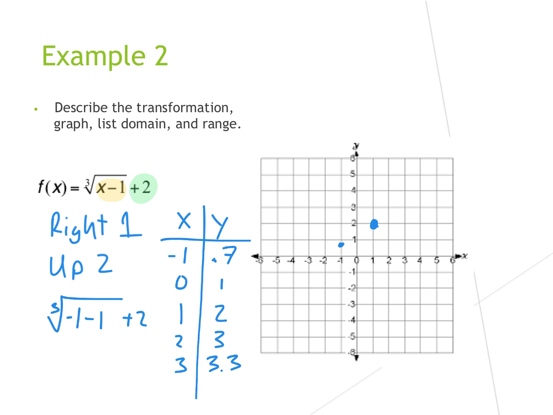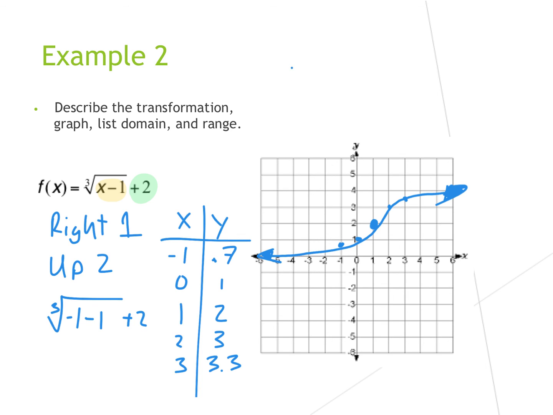-1.7, 0, 1, 1, 2 I already had because that was my middle point, 2, 3, and then 3 and about 3.3. You can kind of start to see how this makes that sort of swoopty looking thing like that. And again, that's not Mr. Grun's best work ever, but I think your teacher would probably be okay with that.